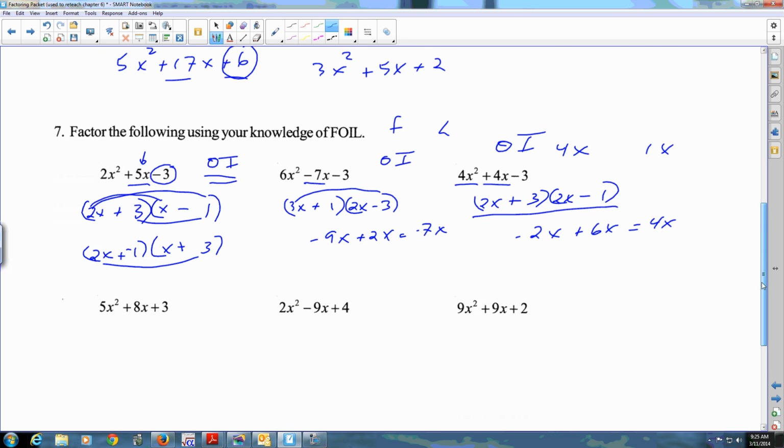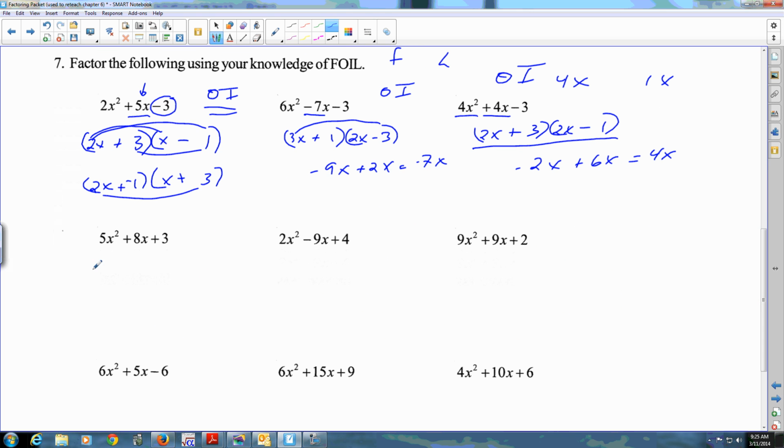Okay? If it didn't, you'd have to switch. I wish I'd get something that didn't work so I could show you what happens when I don't guess correctly. Okay, it's got to be 5x and x. It's got to be a 3 and a 1. Okay, I don't know which one works. Let's try it. 5x. Oops, they're both plus. Sorry about that. And I got it again.